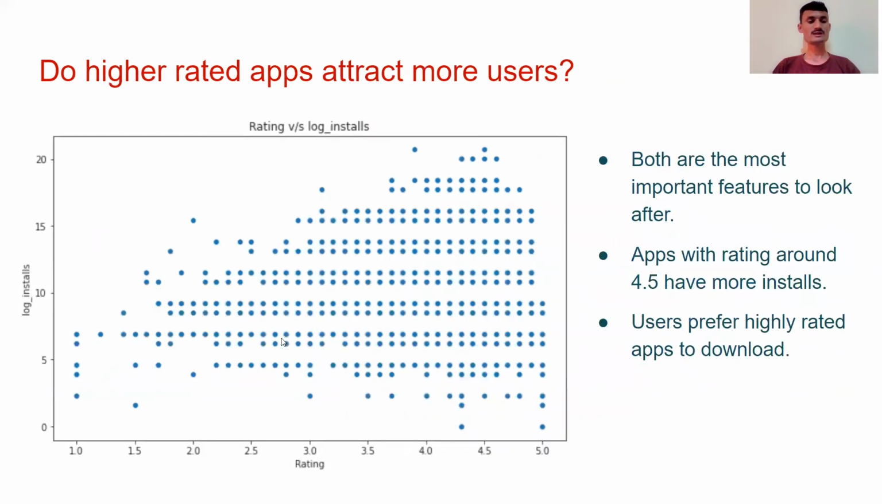Here we tried to get the relation between rating and log of installs, but the correlation is not so strong. We can see apps with around rating 4.5 have more installs. So we can say that users prefer highly rated apps to download.